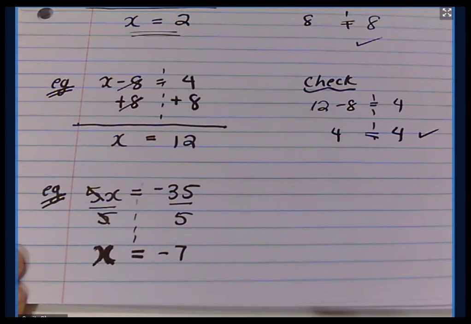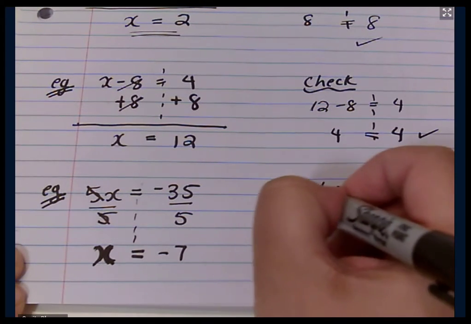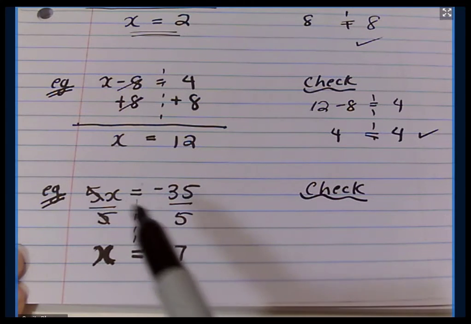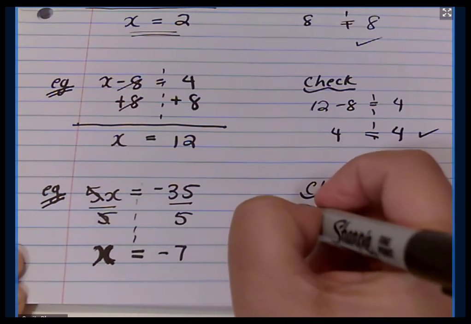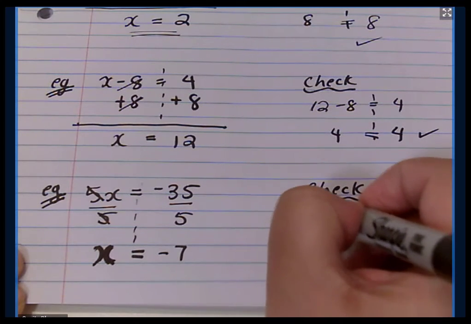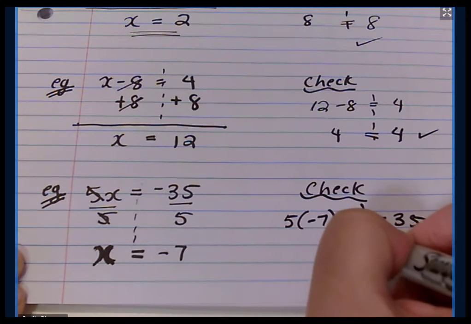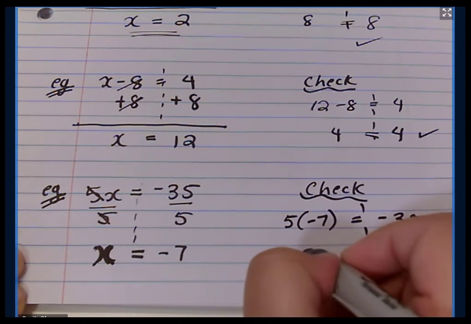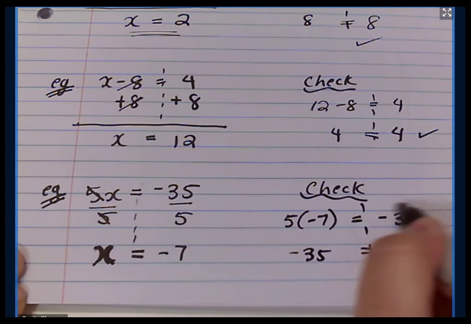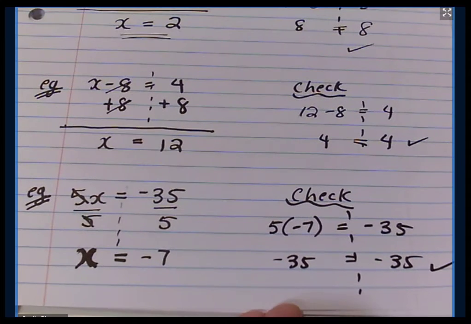Let's do a quick check for that as well. We are going to replace our x with negative 7, substitution. So 5 times negative 7 has to equal negative 35. On the left-hand side, 5 times negative 7 is negative 35. It does equal our right-hand side. So that is correct.